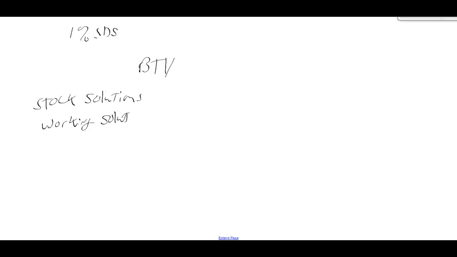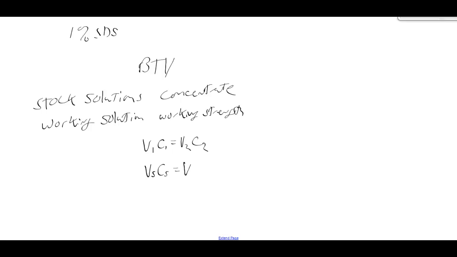The working solution, or the working strength, is the diluted one, and the stock solution is the concentrate. An equation that you've probably seen before is V1C1 = V2C2, where the volume times the concentration of one solution is equal to the volume and concentration of the other. If we substitute, the volume of the stock times the concentration of the stock is equal to the volume of the diluted working strength times the concentration of the diluted working strength.